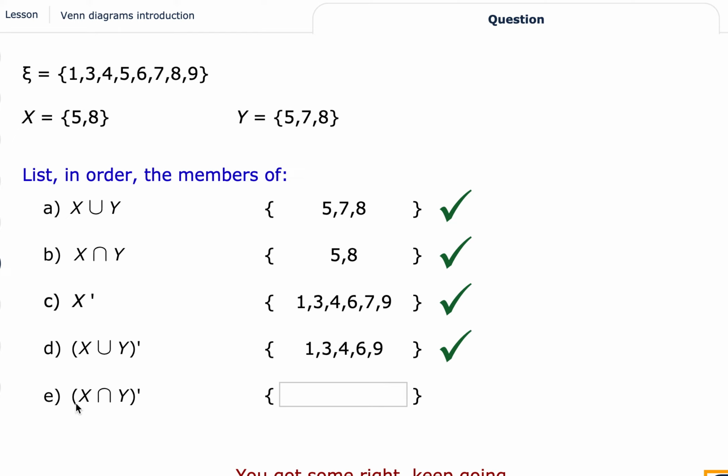Okay, and X intersection with Y but prime, outside here, so 5, 8 but not 5, 8. Okay, the balance of it. The rest other than 5, 8: 1, 2, 3, 4, 6, 7, and 9. Okay.